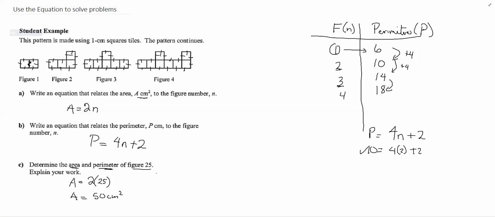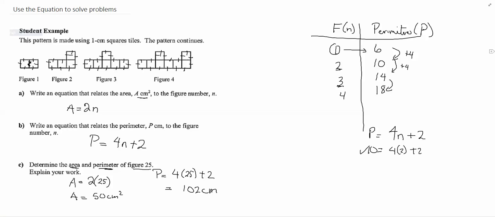Let's do our perimeter now. Our perimeter is equal to 4 times 25 plus 2. So 4 times 25 is 100. 100 plus 2 gives us 102 centimeters. And now we have our number of centimeters for figure number 25.